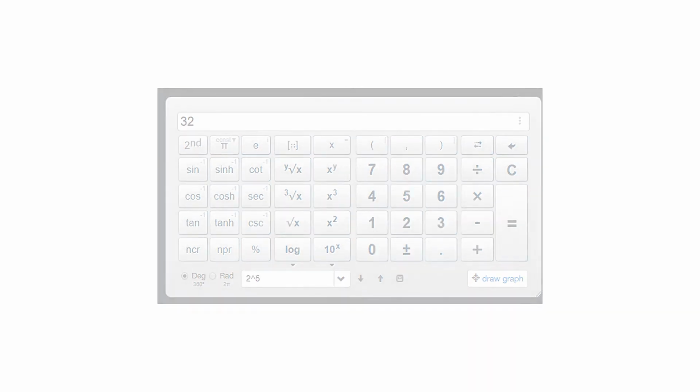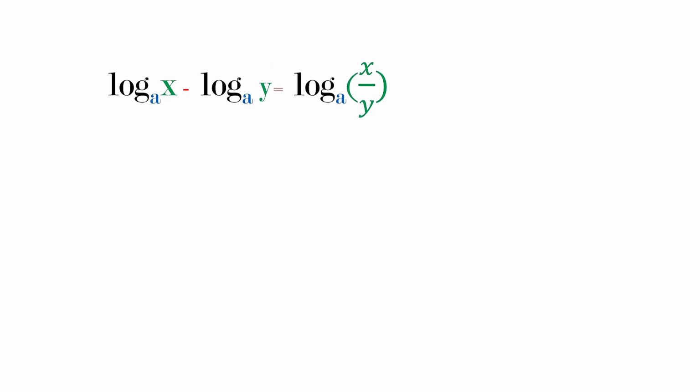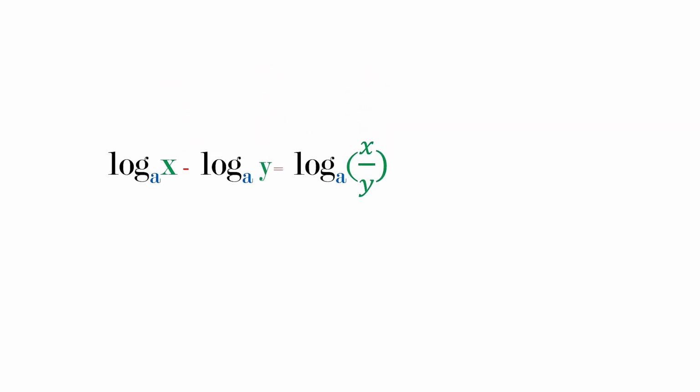If we extrapolate this to logarithms, the second law of logarithms, or rather the subtraction law, we have log of x to the base of a minus the log of y to the base of a. This is the same as the log of x over y to the base of a. An example to validate this process, let's take the log of 100 to the base of 2 minus the log of 25 to the base of 2.